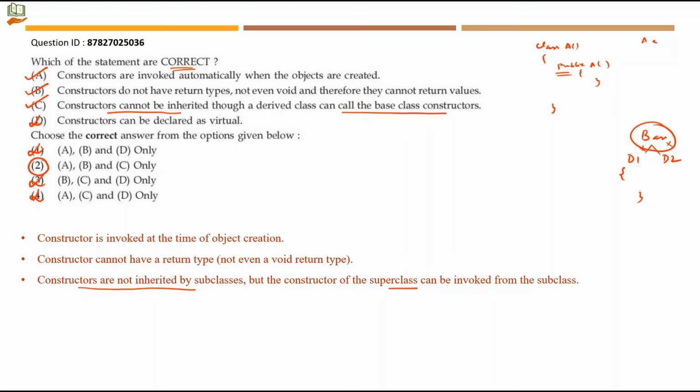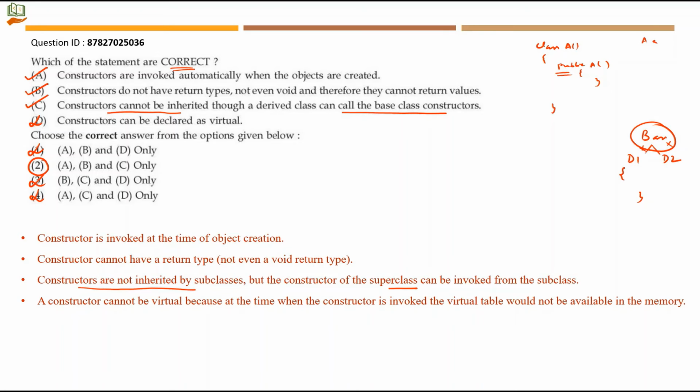But what is false with D? A constructor cannot be virtual because at the time when the constructor is invoked, the virtual table would not be available in the memory. This is the reason behind why it cannot be declared as virtual. Cannot be declared as virtual will be the right statement. Can be declared is the wrong one here.